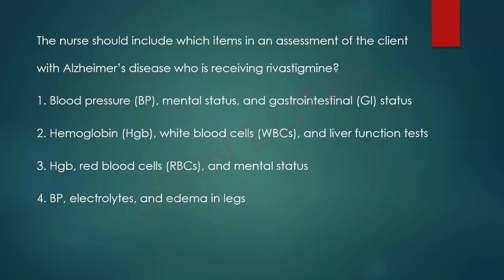Our next question. The nurse should include which items in an assessment of the client with Alzheimer's disease who is receiving rivastigmine? 1. Blood pressure, mental status, and gastrointestinal status. 2. Hemoglobin, white blood cells, and liver function tests. 3. Age, WBC, red blood cells, RBC, and mental status. And 4. BP, electrolytes, and edema in legs.